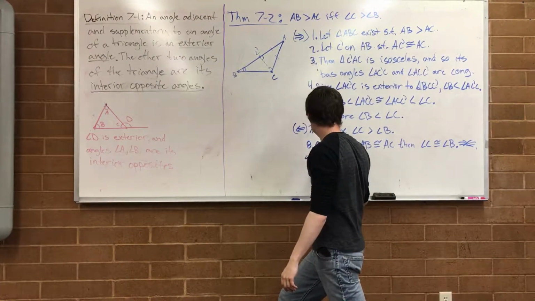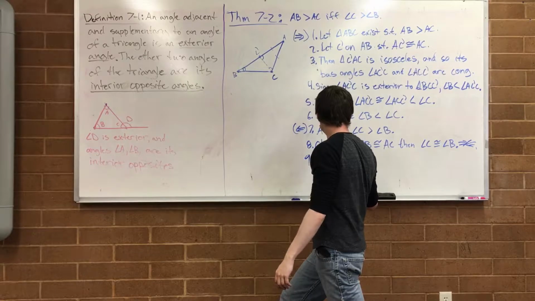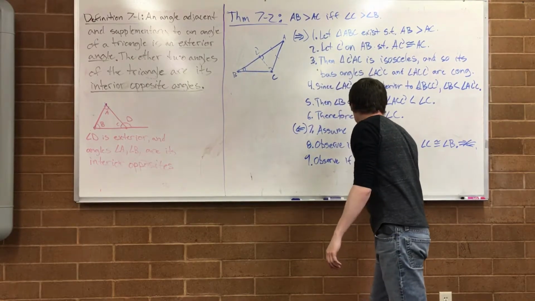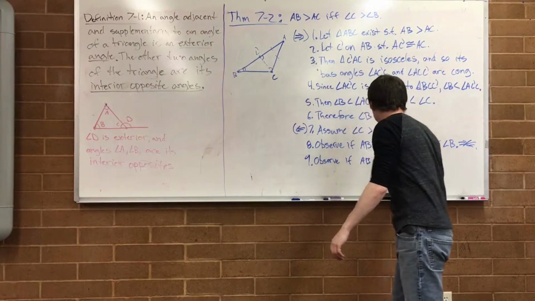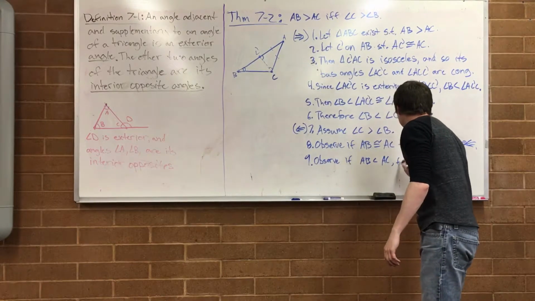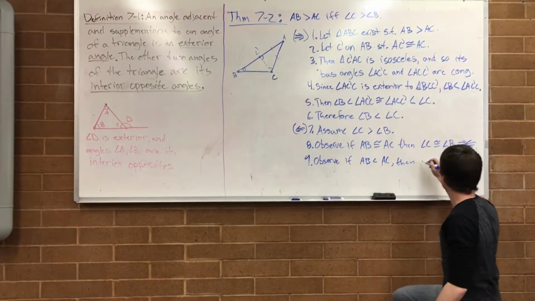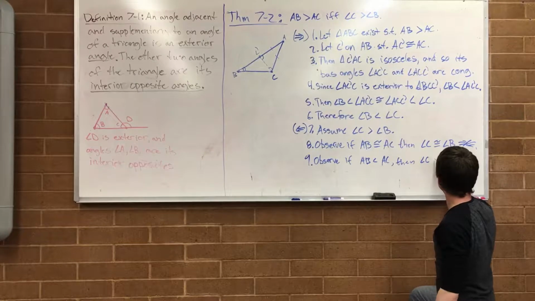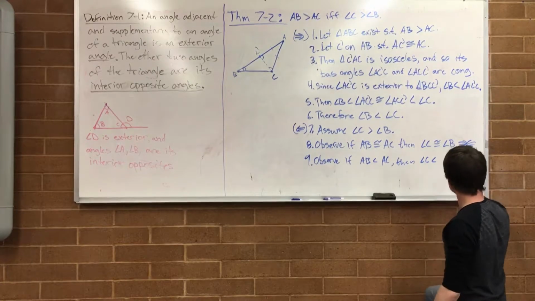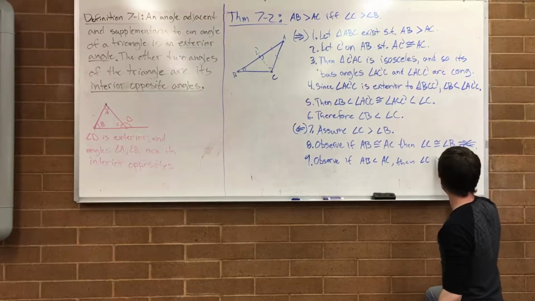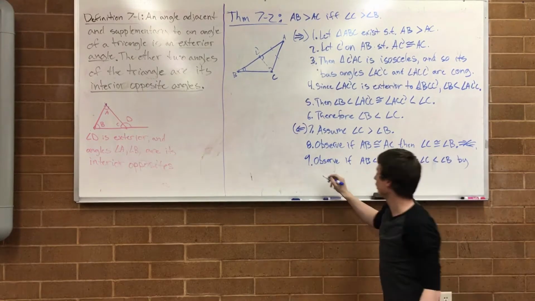9. Observe if AB were less than AC, then angle C would be less than angle B, by the first part of the proof.